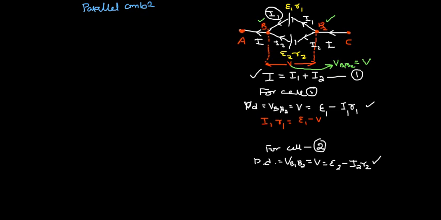Now can I get the answer for the I1? Therefore I1 is equal to E1 minus V whole divided by R1. This is the answer we are getting for the current I1. Understand?